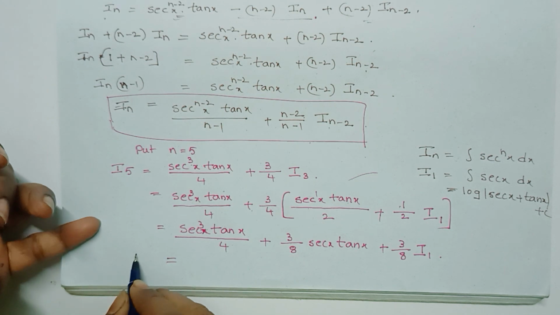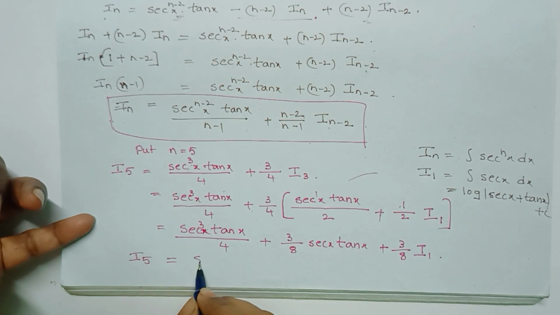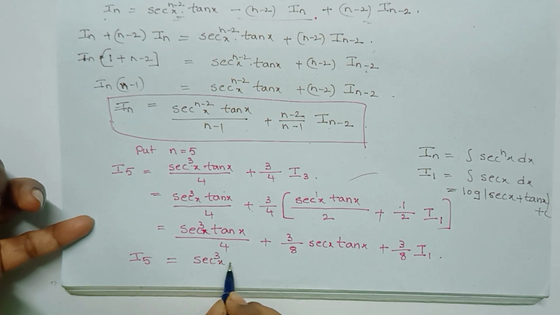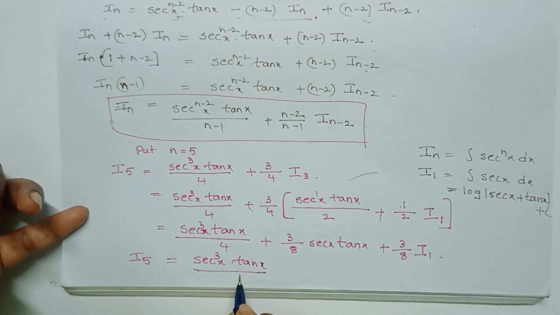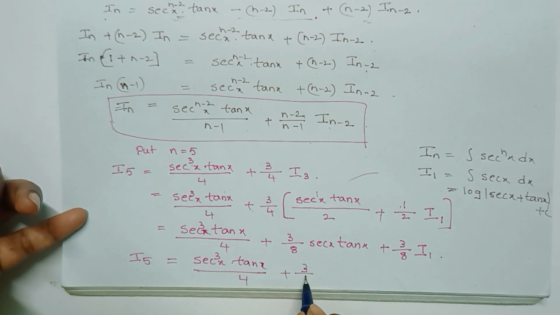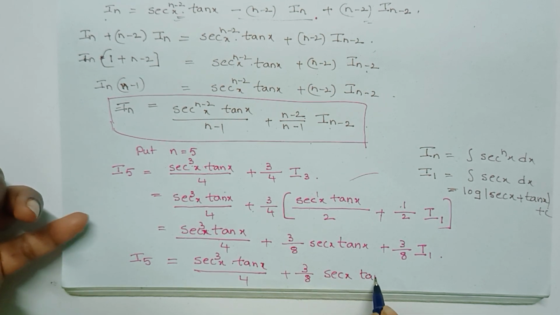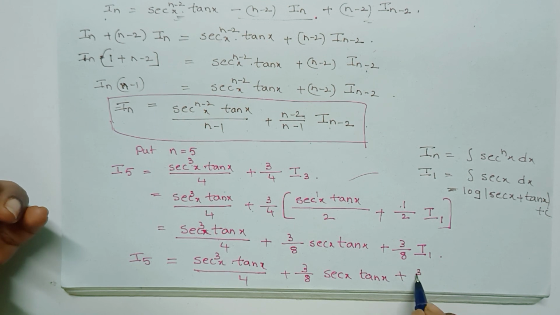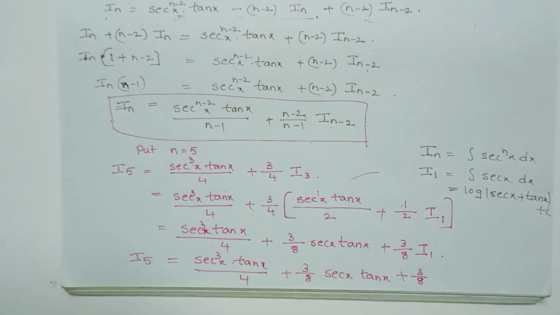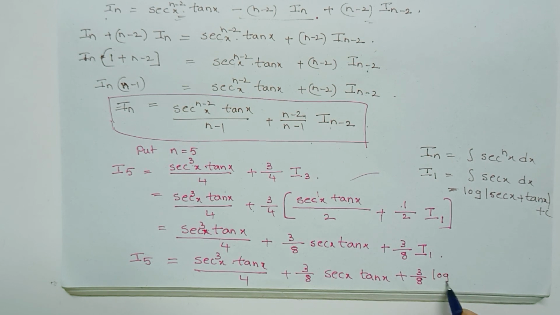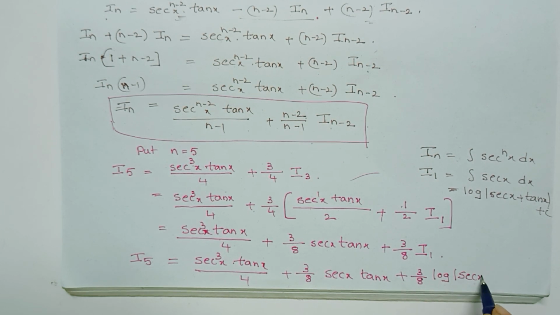That implies this is I5 equal to secant cube x into tan x by 4 plus 3/8 into secant x into tan x plus 3/8 into I1, which is log mod secant x plus tan x plus c.